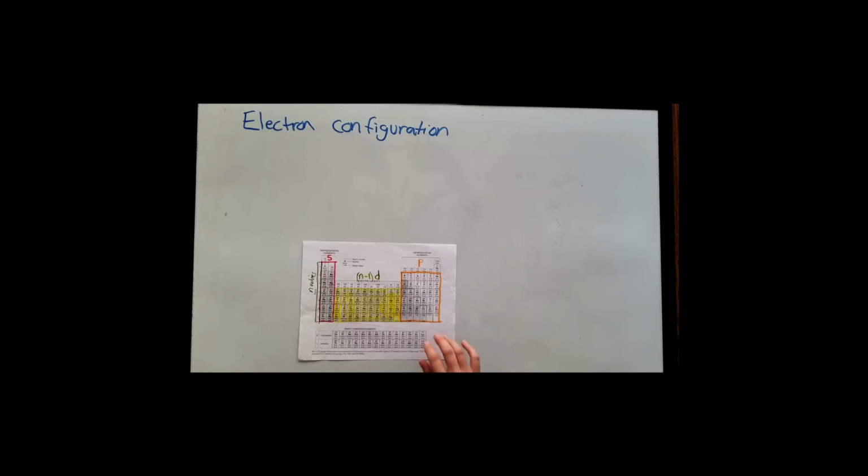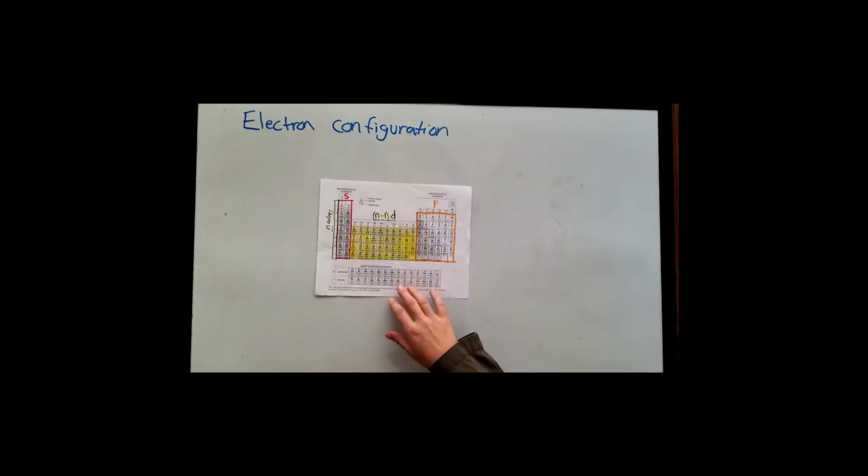Today we're going to practice writing some electron configuration. And we'll also look at how that relates to orbital energy diagrams. So starting with electron configuration, if you remember from the PowerPoints, electron configuration is using the periodic table to describe where the electrons are in a given atom.